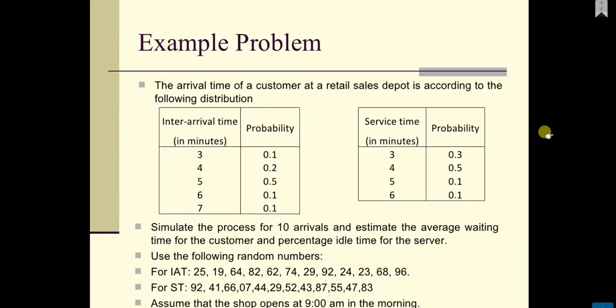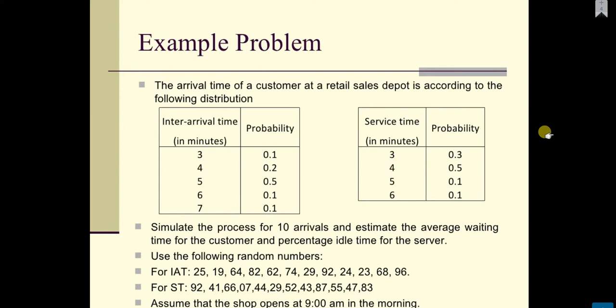The arrival time of a customer at a retail sales depot is according to the following distribution. You can see the time in minutes as the inter arrival time, that is the IAT, and the probability of the customer is 0.1, 0.2, 0.5, then 0.1 and 1. And under the service time, the numbers are also in minutes, and the probability is 0.3, 0.5, 0.1 and 0.1. Simulate the process for 10 arrivals.